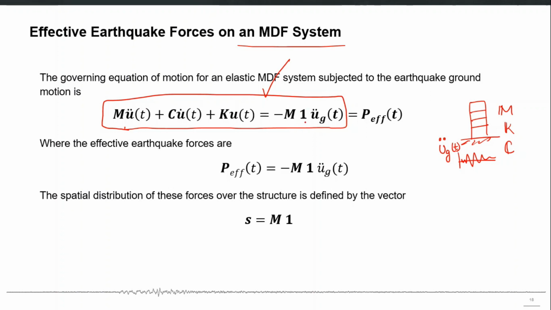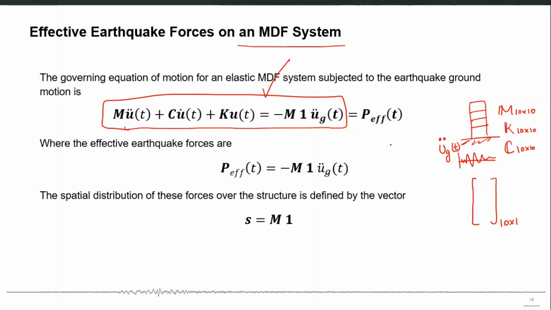So for example, if this is a structure which has 10 degrees of freedom, your mass matrix will be 10 by 10, your K matrix will be 10 by 10, and your C matrix also will be 10 by 10. In this case, your one vector will be a 10 by 1 vector, and it will have only two numbers, ones and zeros. Ones corresponding to those degrees of freedom which are in the direction of UG dot dot.